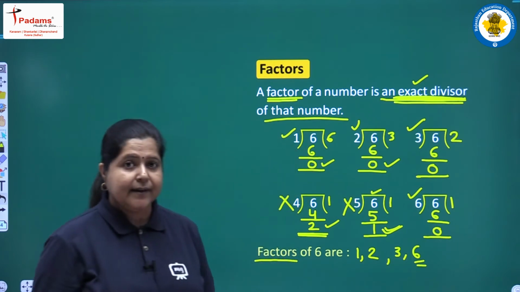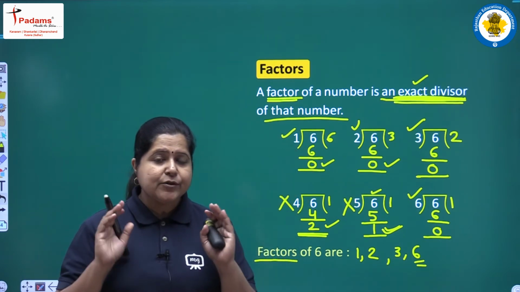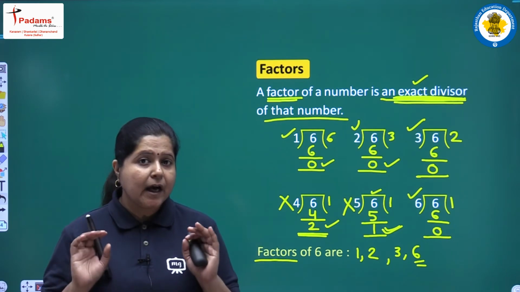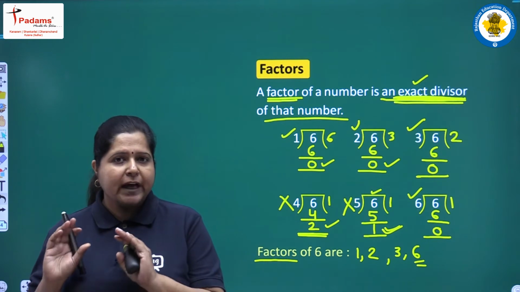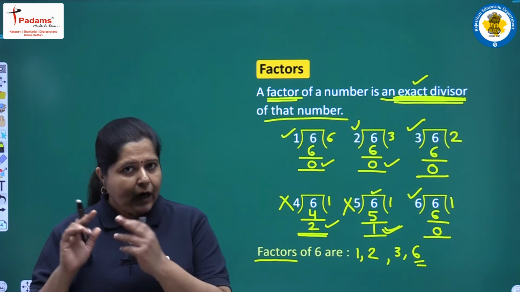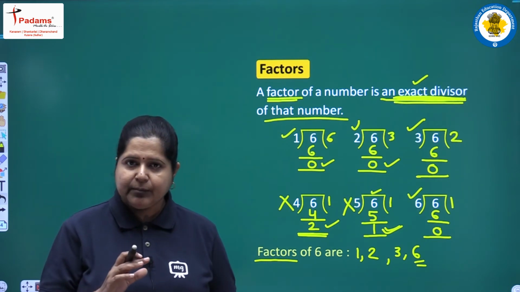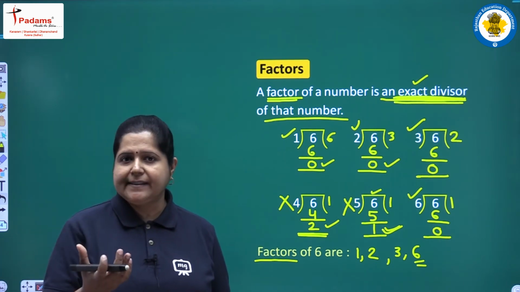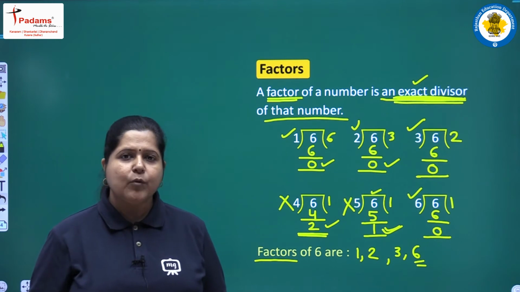So, whenever we try to find out the factors of any given number, we will have to just think about the smaller parts of that given number, and then on multiplying, if we are getting that number, then we say that those two smaller numbers are factors of the greater number. Let us take some more examples.